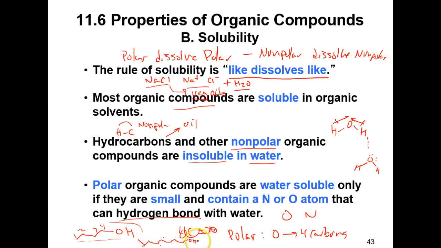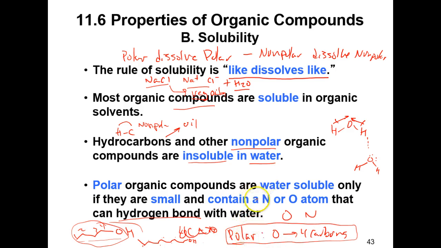If I have 8 carbons in an alcohol, this would be insoluble in water. It would not be very polar, but this would be polar. Okay, this is kind of a rule of thumb. They don't really talk about it in this book, but it's kind of true.